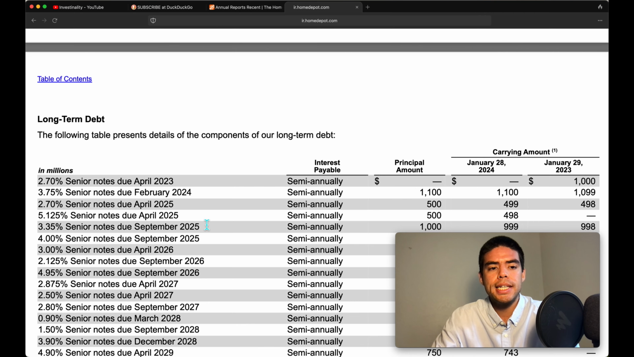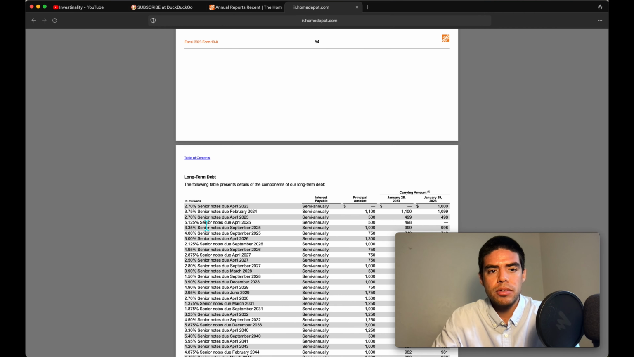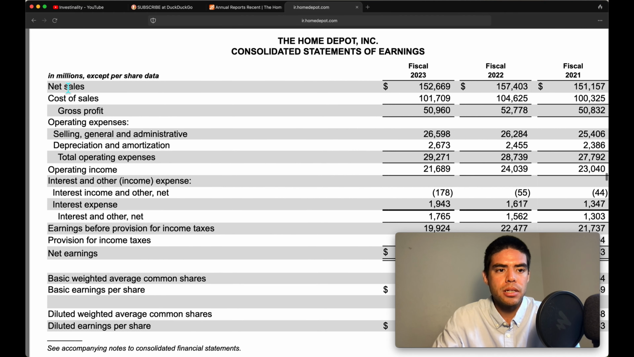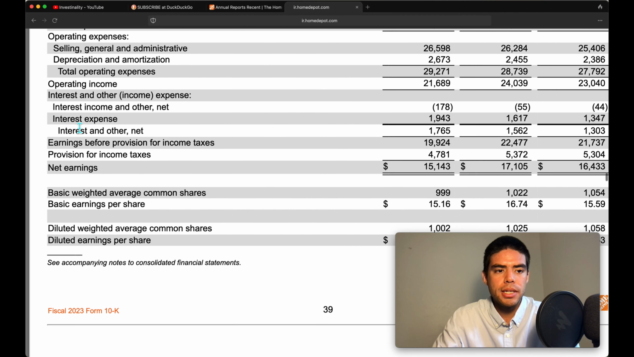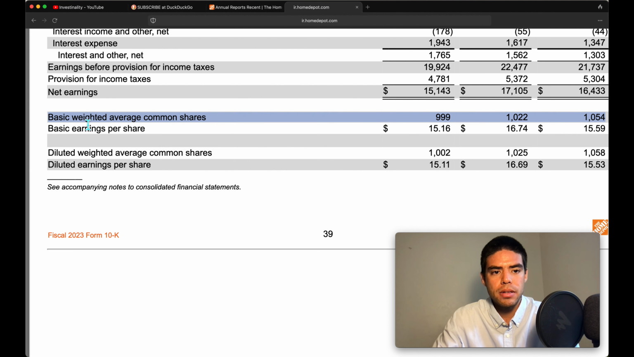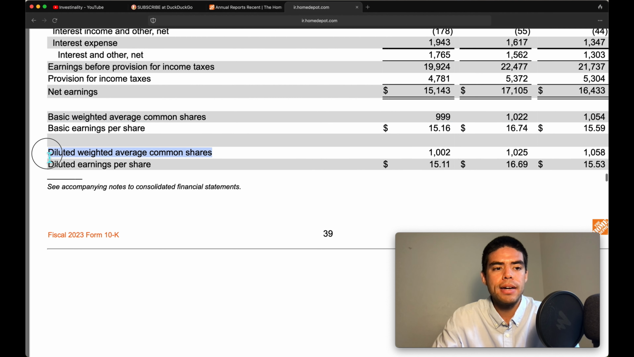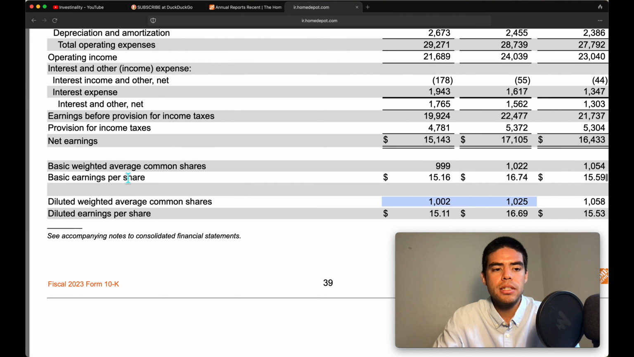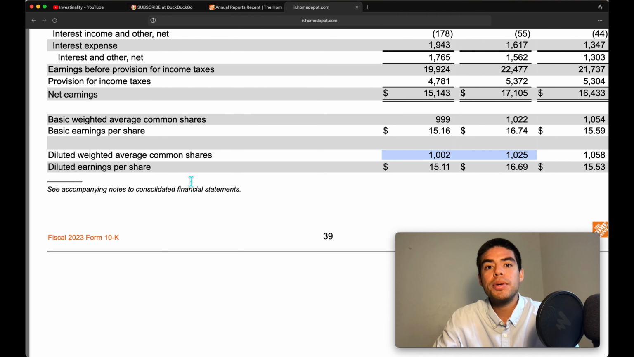We're also going to need the number of shares outstanding. So in order to find that, we're going to scroll up. So here we have the net sales, top left, operating expenses, operating income, and we have the basic weighted average common shares outstanding and the diluted weighted average common shares outstanding. So we're looking for the diluted values, and that is 1,002 million of shares. So that's the share value that we need, and we're going to be using that for the market capitalization calculation.